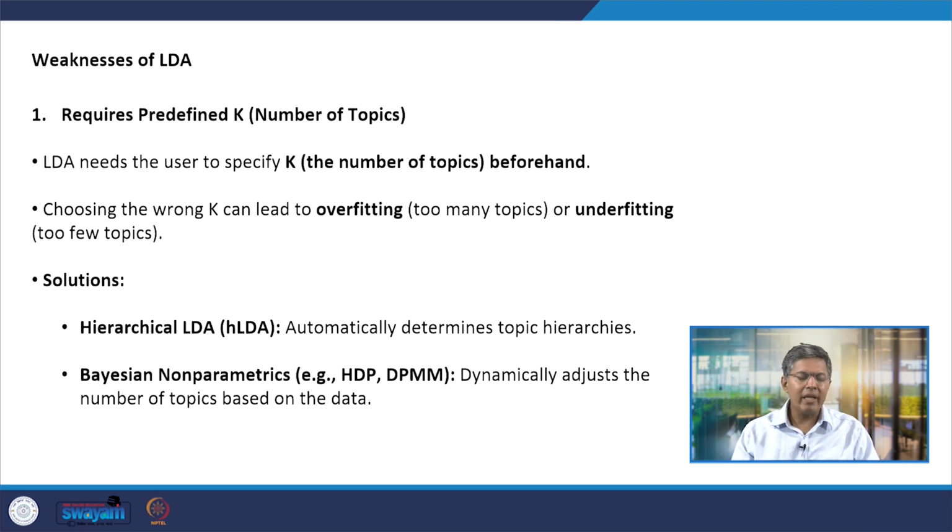Now, hierarchical LDA. We had hierarchical cluster analysis; here we are talking about hierarchical LDA, which automatically determines the topic hierarchies. So, through this you can find out the best potential number for the predefined K. Okay. Then we can also use Bayesian non-parametrics, which dynamically adjusts the number of topics based on the data.